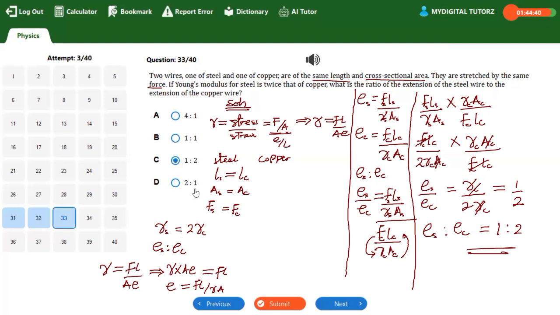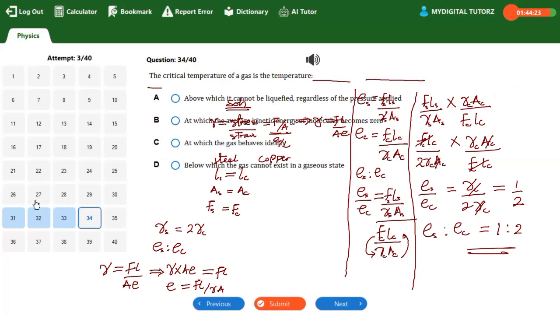I hope this is understood. So that is about question 33. Please, if there's anything you don't understand, it is very simple. Just go backward and watch it again. Trust me, you're going to understand it. So that is question 33. So moving on to 34.